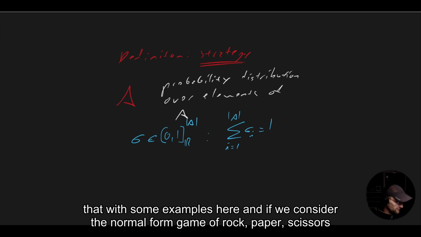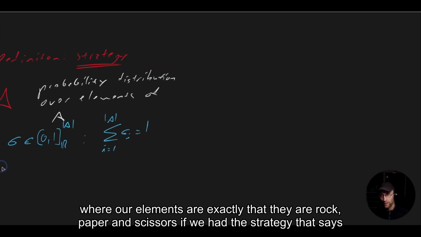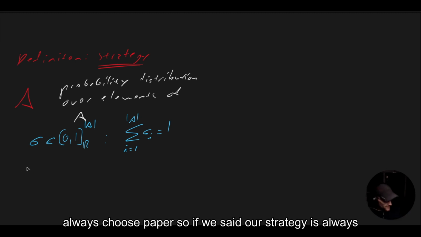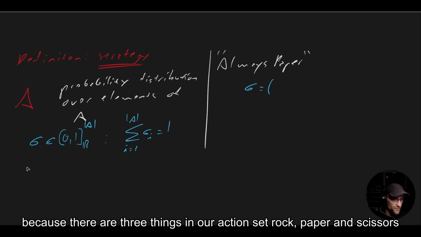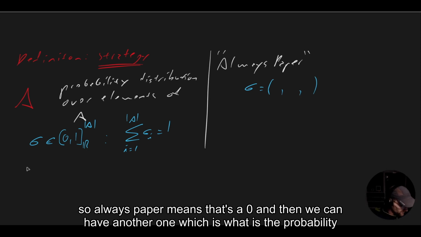If we consider the normal form game of rock, paper, scissors, where our elements are exactly that, rock, paper, and scissors, and we had the strategy that says always choose paper, then sigma equals, now sigma is going to be a vector of size 3 because there are 3 things in our action set: rock, paper, and scissors. These entries correspond to the probability of picking rock, paper, and scissors. So always paper means a 0, a 1, and a 0.